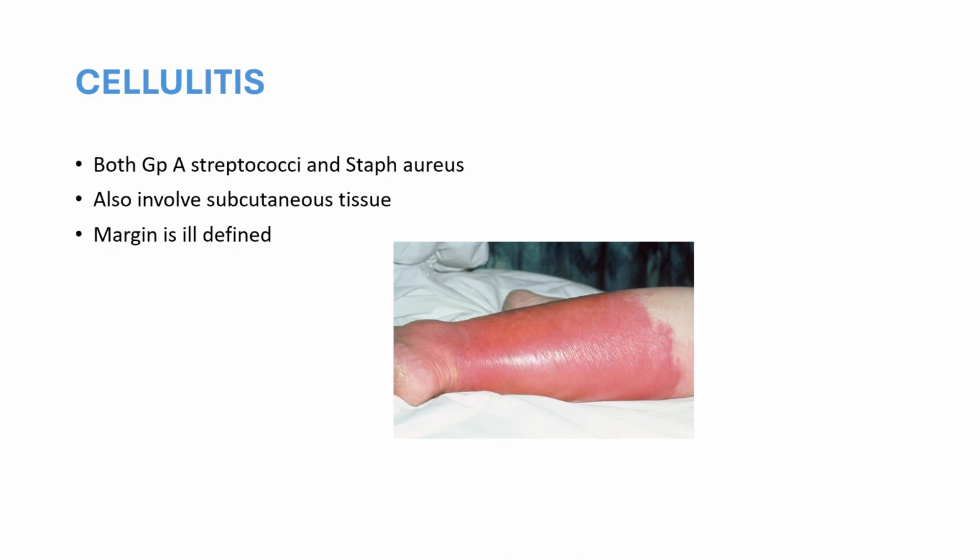Then there is cellulitis. Cellulitis is caused by both group A streptococci and Staph aureus. It also involves the subcutaneous tissue. So it can start from the dermis, go up or down, and can spread. So the margin is usually ill-defined. In erysipelas it was well-defined, and here in cellulitis it is ill-defined. So maybe a diabetic patient comes with redness and raised temperature over the lower limb. Usually, you can think about cellulitis.